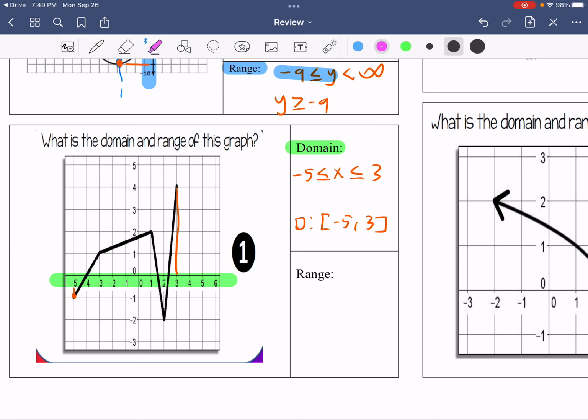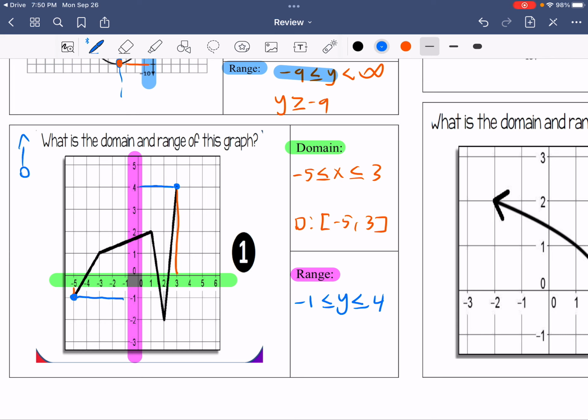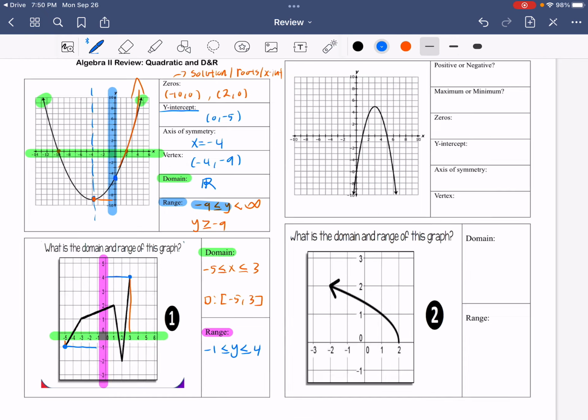What about the range? Range is going to be all possible y values. So the lowest point, this point, is negative 1, less than or equal to y, because range is the y value, less than or equal to the highest point, which is 4. Now remember, these are considered closed circles unless you see arrows or an open circle. Unless you see that, it's going to be a closed circle.